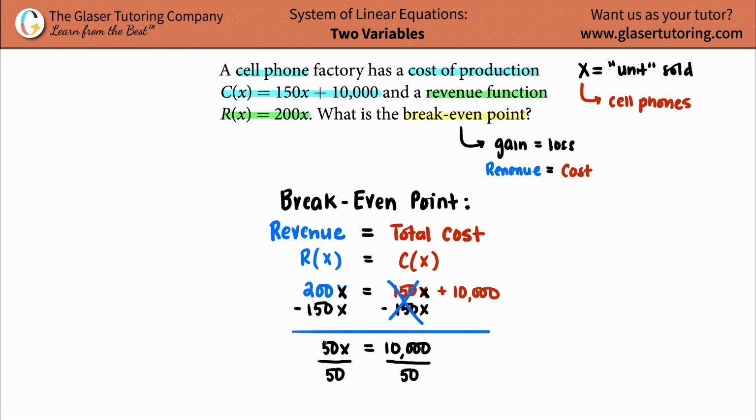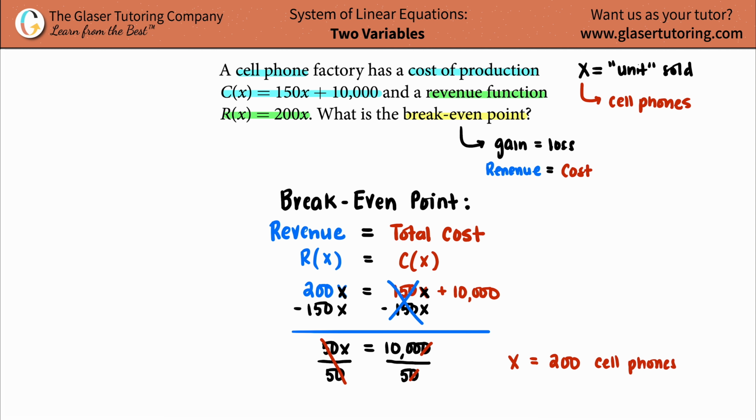Now 50 goes bye-bye on this side. We have x equals, and to make it easier for us, we're technically doing 1,000 divided by 5. So this should technically be 200. 5 goes into 10 twice, and then you have 2 extra zeros, so you use those. In this case, it's the units, so 200 units. So we'll say 200 cell phones.